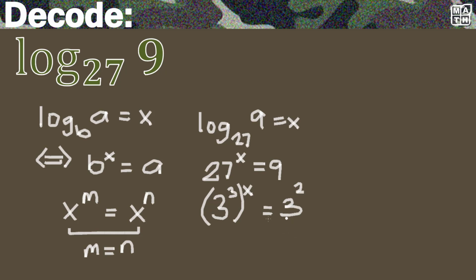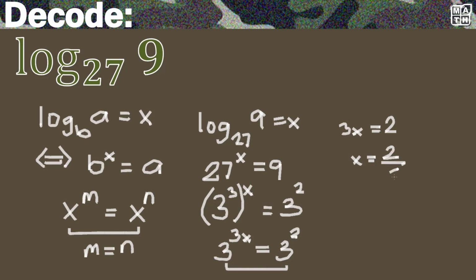Before we could apply the property of equivalent exponents, let's simplify this using the power law of exponents, or power of a power. You will get here 3 to the power of 3x equal to 3 squared. Now that we have the same bases, we can apply the property of equivalent exponents, telling us that the exponent 3x is equal to the exponent of the right-hand side, 2. And of course, by algebraic process, x is 2/3.